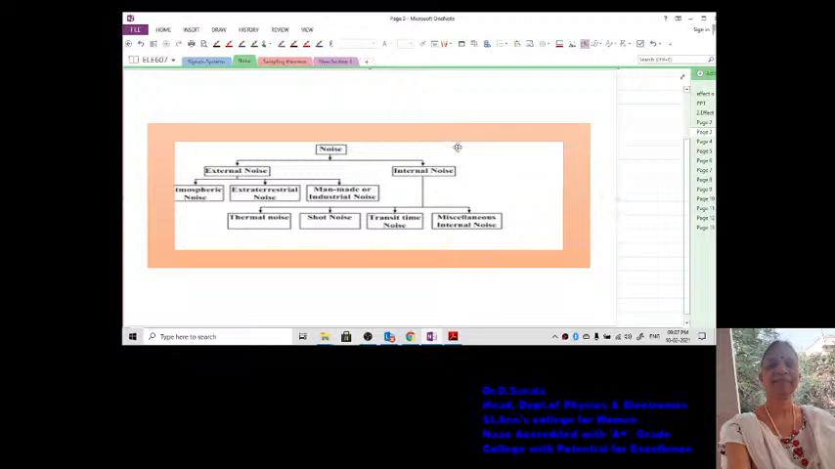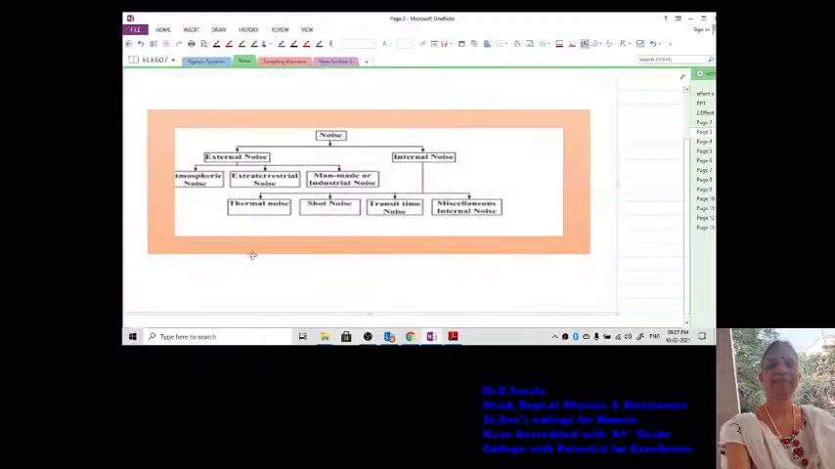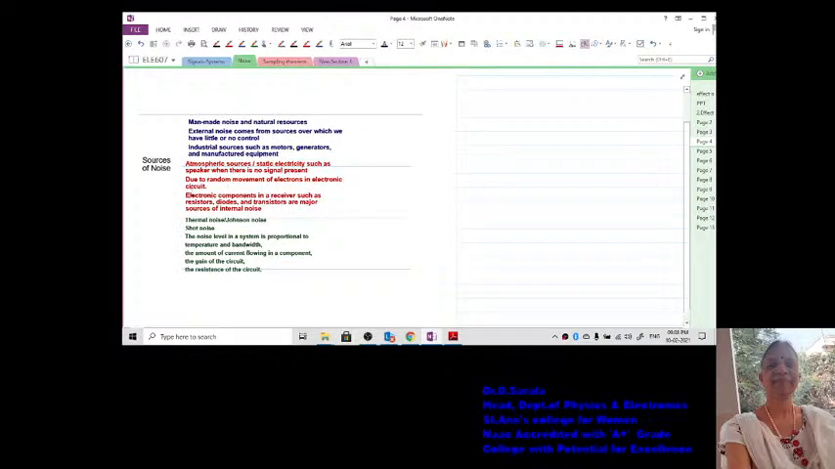The noise we are talking about, what you see here, is divided into what is known as external noise and internal noise. Then external noise is further divided into atmospheric noise, extraterrestrial noise, and man-made or industrial noise. Then this is internal noise, which is divided into thermal noise, shot noise, transit noise, and miscellaneous noise. Let us look into each of them in a different manner.